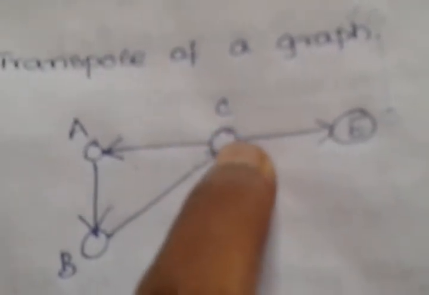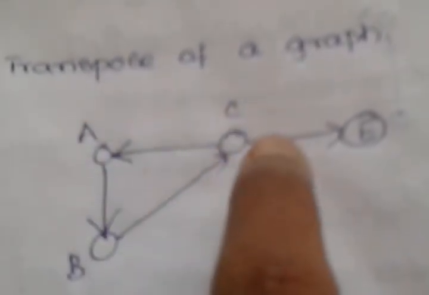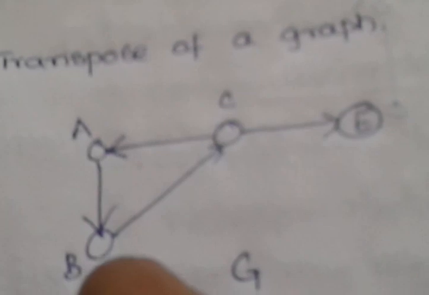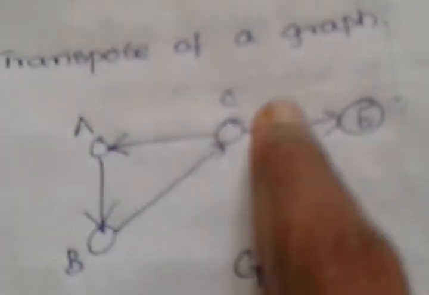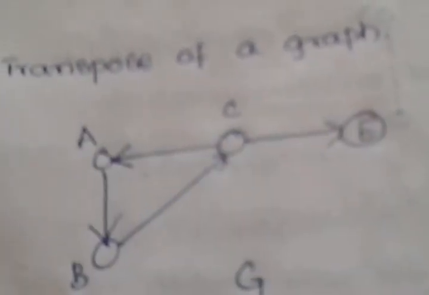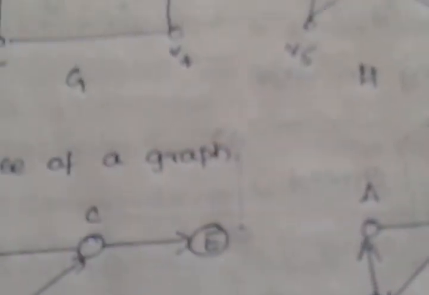Here there is a direction from C to A. You change it to from A to C. From A to B there is a direction. You change it to B to A. From B to C there is a direction. You have to change it to C to B. From here to here we have to change the direction. If you change the directions, we are going to get it like this. This is called the transpose of a graph.